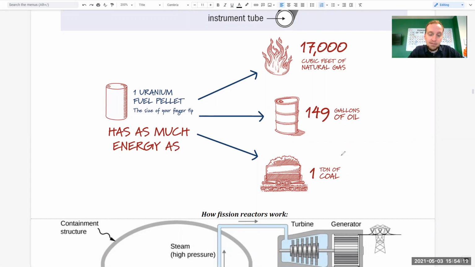So there are a lot of benefits to nuclear power in that it doesn't produce greenhouse gases. It doesn't produce anything into the air other than water vapor, and we're getting a great amount of energy out of this.